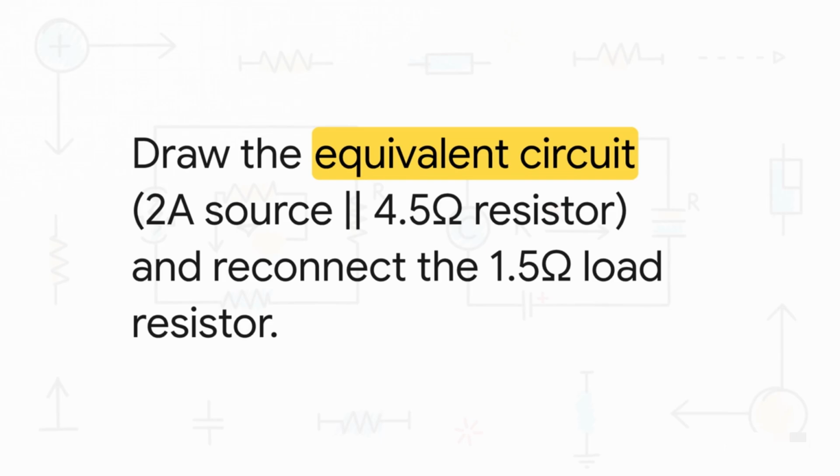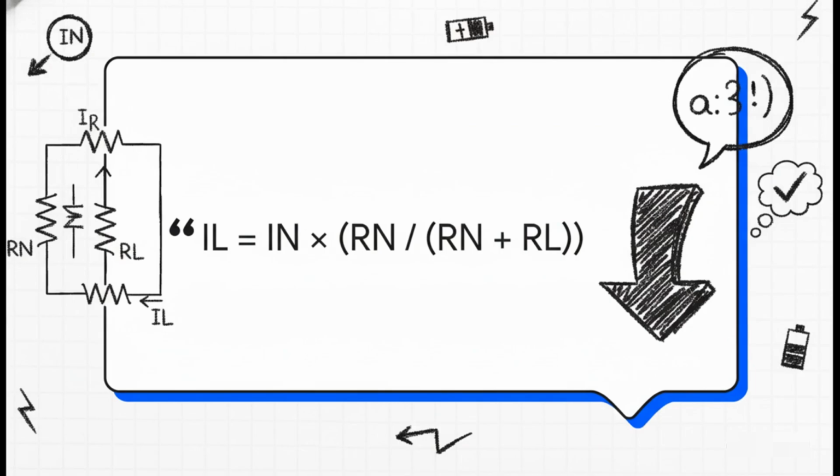Then, for step 5, we just reconnect our 1.5 ohm load resistor. Now look how easy this last calculation is. We've got a basic parallel circuit, so we can use the current divider rule one more time to find the current going through our load. We plug in the numbers, our 2 amp Norton current and our 2 resistors, and the math gives us a final answer of 1.5 amps. Done. So much simpler than analyzing the original circuit.